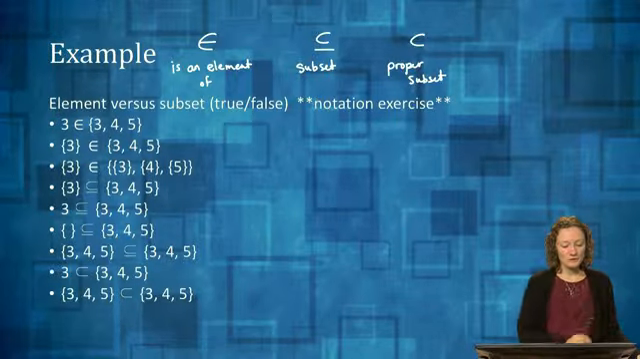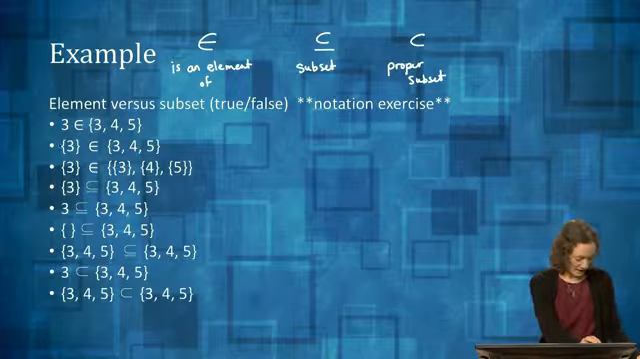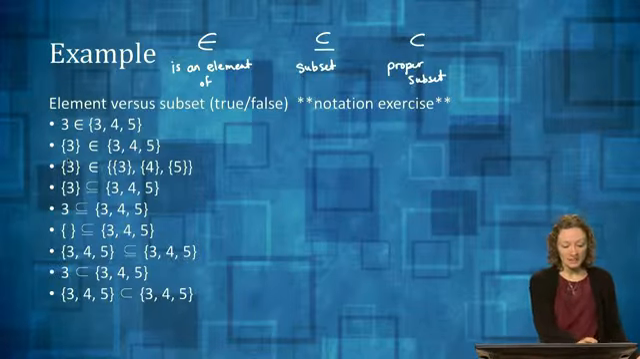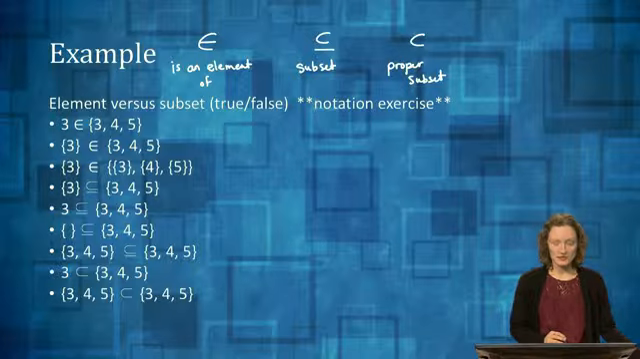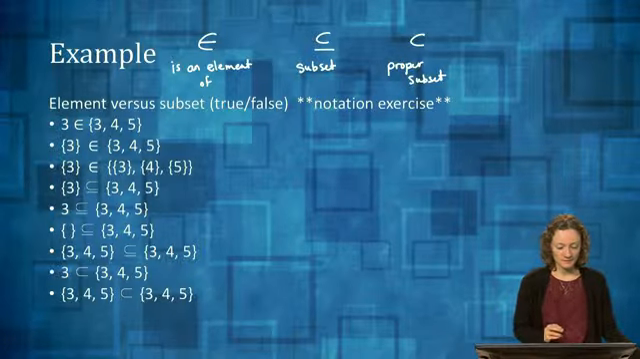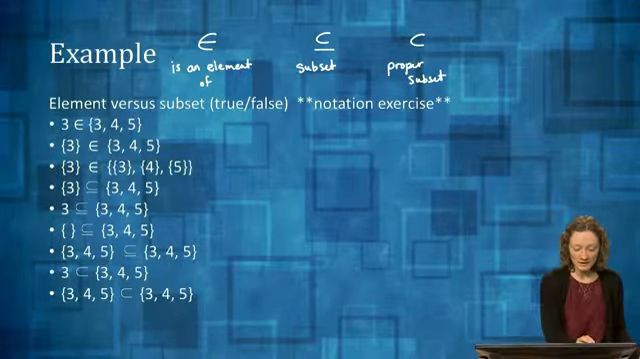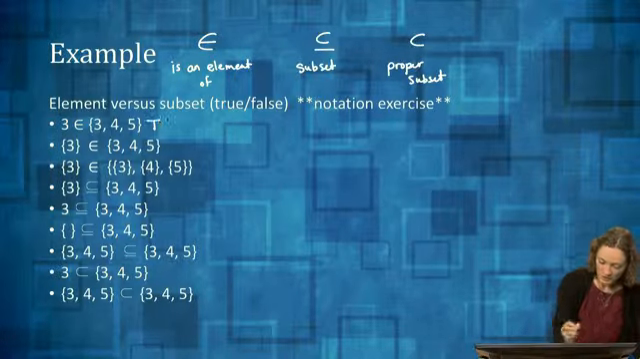Okay, so the first one, this translates to 3 is an element of the set containing 3, 4, 5. Is this true or false? So 3 is definitely one of the elements on that list, and we're using the element symbol. So this is true.